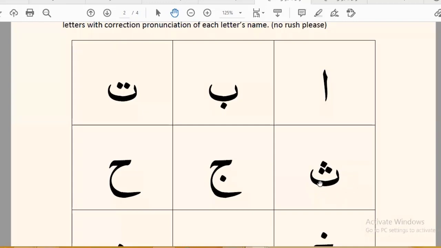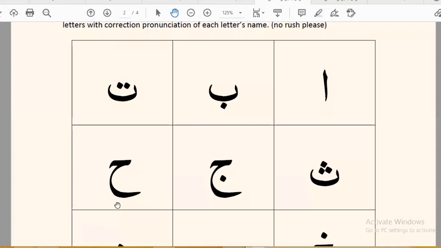So just to remind everybody again, this is a letter that we pronounce by taking the tip of our tongue, touching it to our top two teeth, the front two teeth. So, tha. Good, well done. What's the next one? Can you tell me? Jim. Excellent, well done.